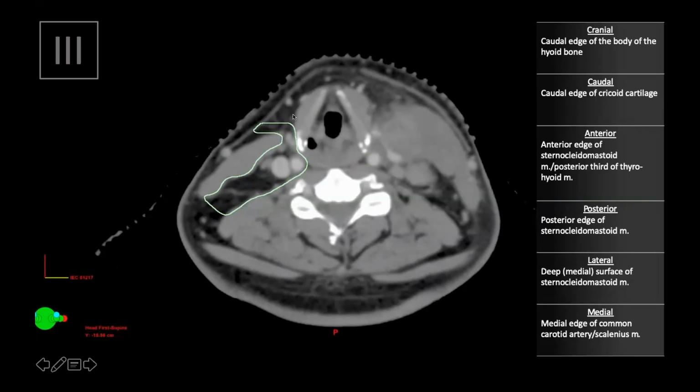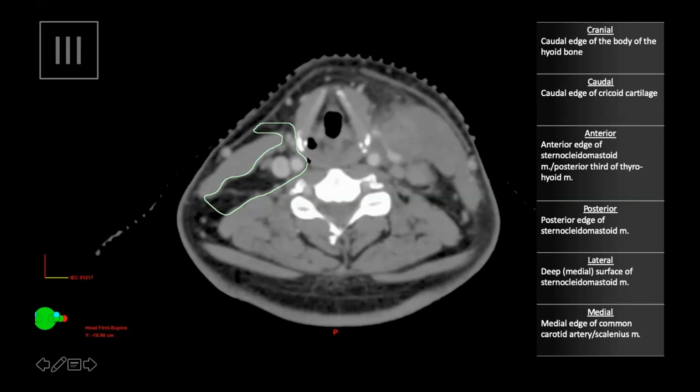Like I mentioned, this cleft over here, approximately the sternohyoid cleft, approximately comes to the posterior 1/3 of the thyrohyoid muscle. So anteriorly, I extend up to here, exclude the thyroid cartilage, include the common carotid artery, and exclude the paravertebral muscles.